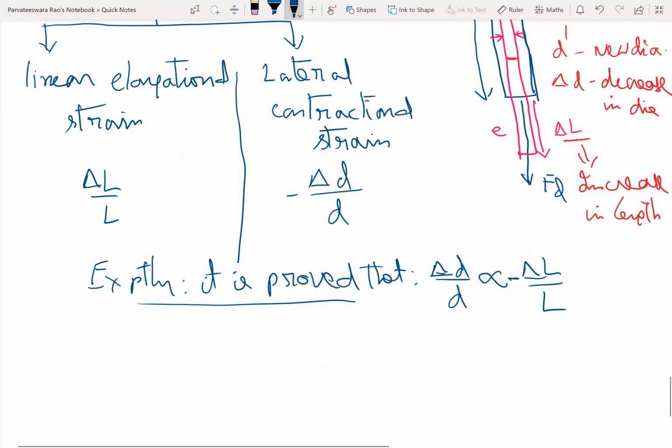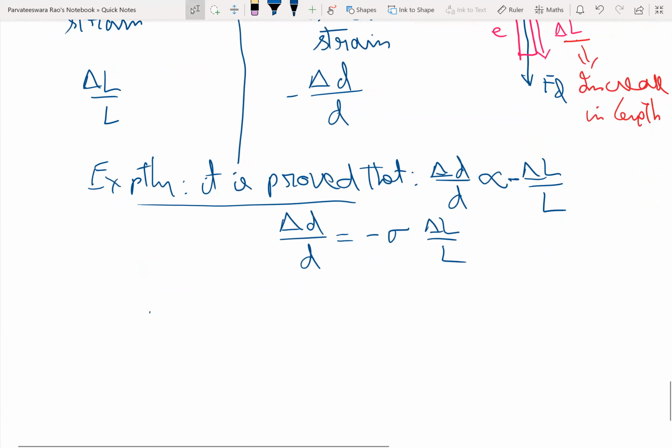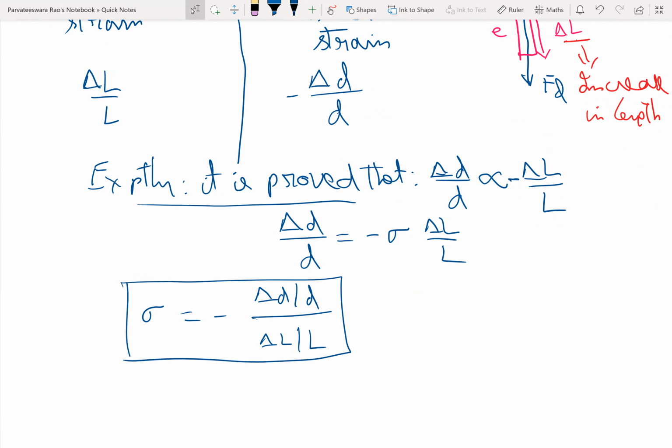So experimentally it is proved that the lateral contractional strain varies directly as the linear elongational strain. Negative sign means one is expansion, the other is contraction. So if you want to remove this proportionality, you have to multiply with a constant, where this constant is minus of delta D by D by delta L by L. This is called Poisson's ratio.